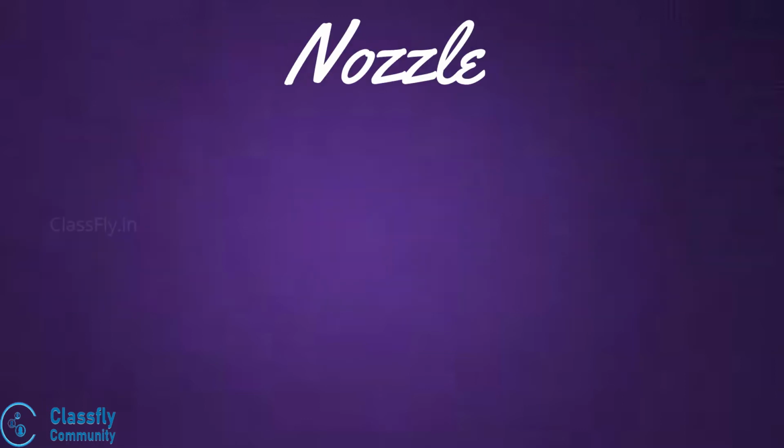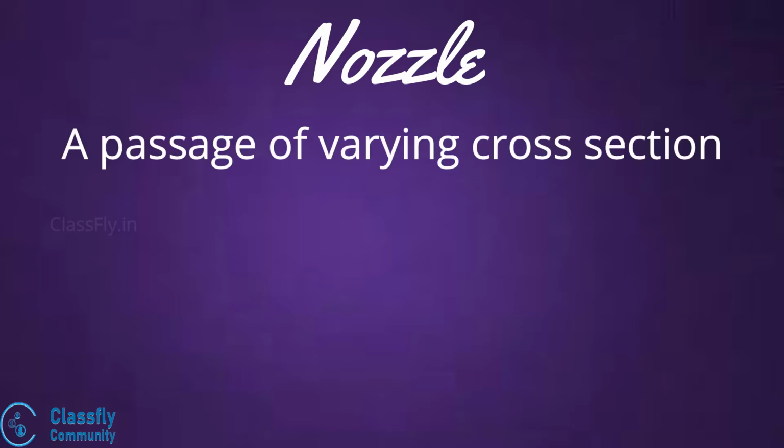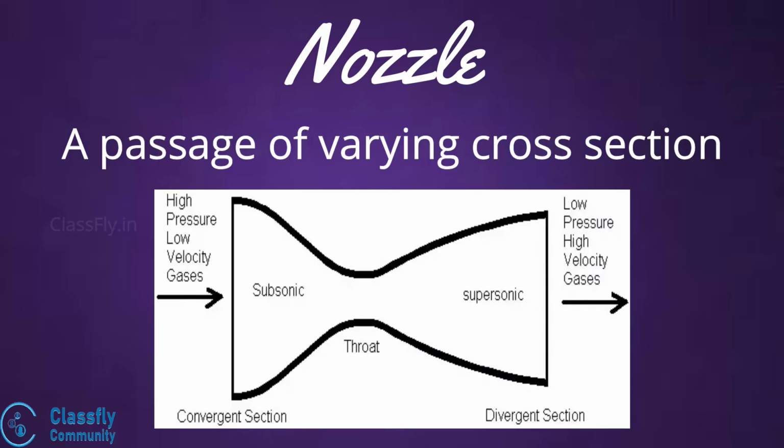Well, the nozzle is one of the main components of the turbine. Let us see how this nozzle works. A nozzle is a passage of varying cross section. The nozzle which is used here is a convergent divergent nozzle. This is so called because the cross-sectional area diminishes from the entry of the nozzle and then goes on to expand at the exit. So now let's find out what happens in this nozzle.